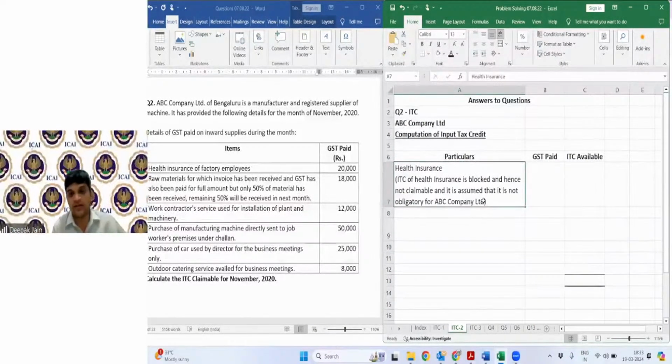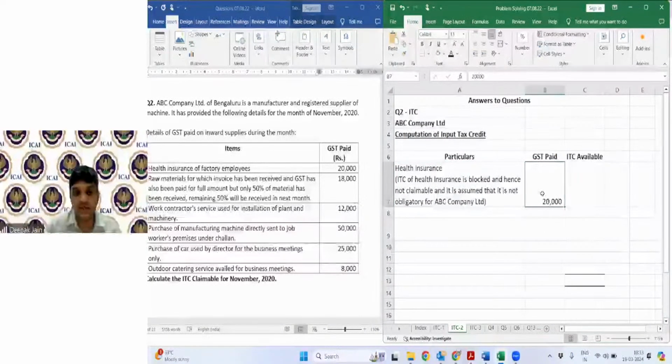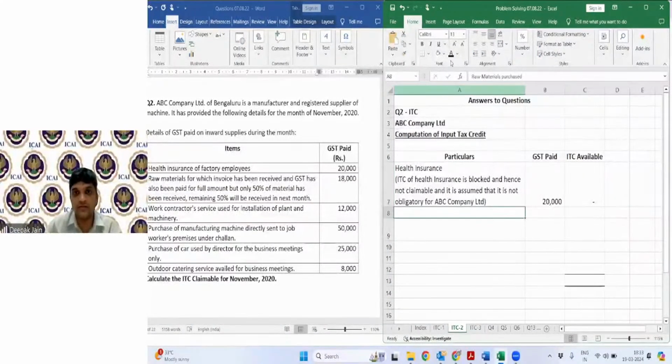When it is obligatory, the ITC provision says that is when we can claim it. So in this case, it is assumed that it is not obligatory and nothing has been given in the facts of the question. Okay, GST paid is 20,000 rupees. ITC available will become 0 since I'm showing that it is not obligatory. But if they say it is obligatory, then ITC becomes available.